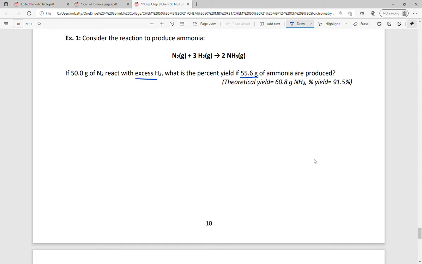So let's sort our information. We've got 50 grams of nitrogen. We've got an excess of this, so we can pretty much ignore it. And we do have a mass of ammonia, but this is the experimental or actual. So what we need to do is calculate the theoretical yield and then compare that to the experimental. So always with this, we're going to start with what we know. We want to move over here to figure out how many grams should we theoretically produce.